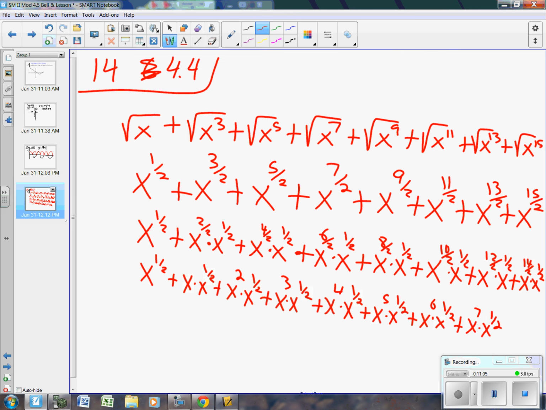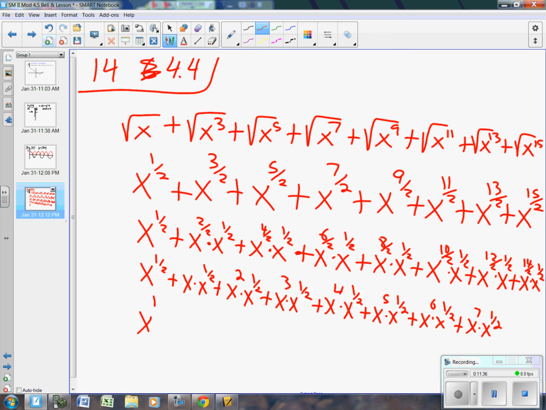Let me ask you this. Every term is separated by a plus sign, right? So x to the third times x to the 1/2 is one term, okay? Each of those are terms. What is common to all those terms? What is the same in all those terms? To the 1/2. X to the 1/2.